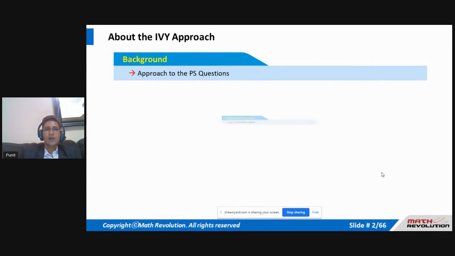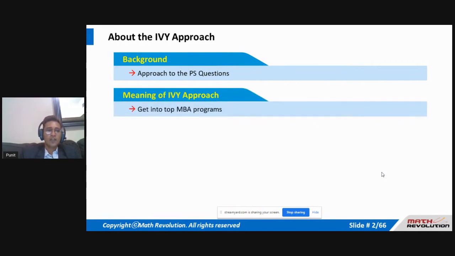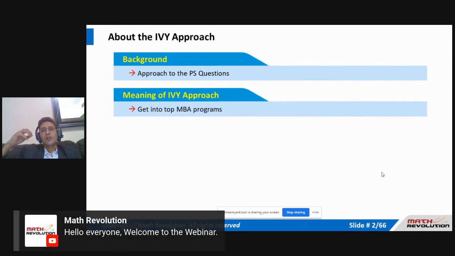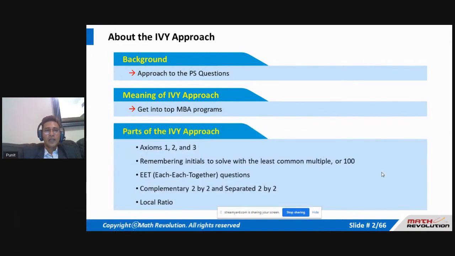Secondly, when we talk about the meaning of the IV approach, the name has been taken from the Ivy League colleges. Those are the leading colleges for master's programs, and not only master's but a lot of other programs as well. This particular approach can get you a higher score of Q48, 49, and even Q50. So getting through applications to these degree programs and Ivy League universities becomes much easier. This is just a brief of what we are discussing today.